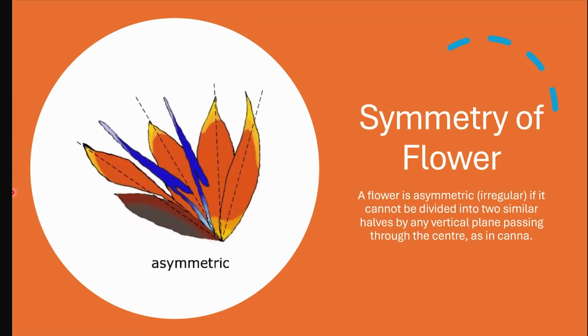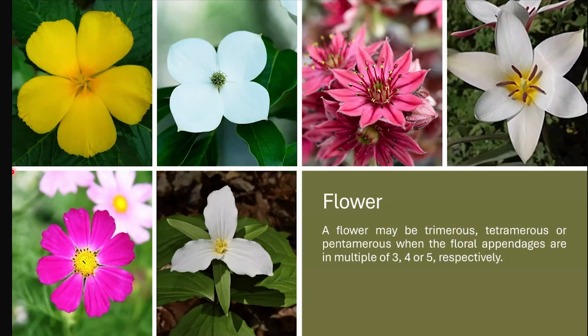Then, as I said, a flower could also be asymmetric. In this case, any plane of symmetry is not visible. If I draw a plane like this, the petals are not of equal length, so again it will not be symmetrical. If I draw it from here, again it will not be symmetrical. So that is possible. A flower is asymmetric or irregular if it cannot be divided into two similar halves by any vertical plane passing through the center. Example, canna, right?